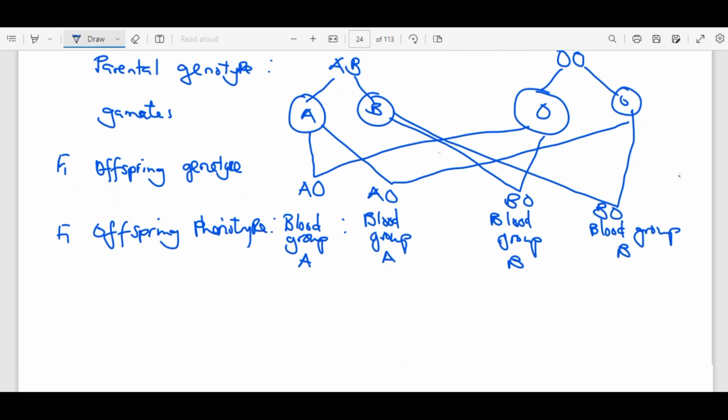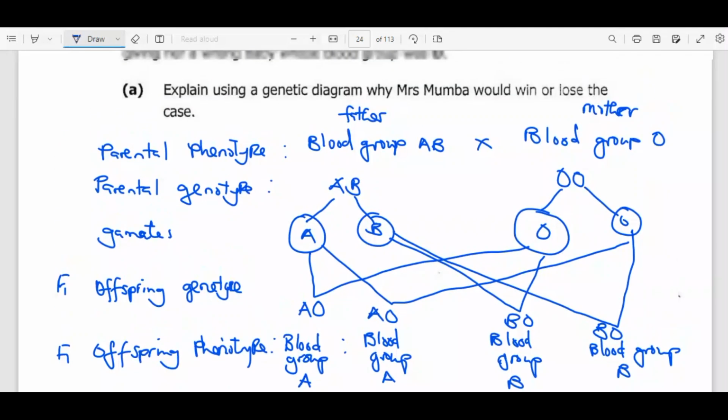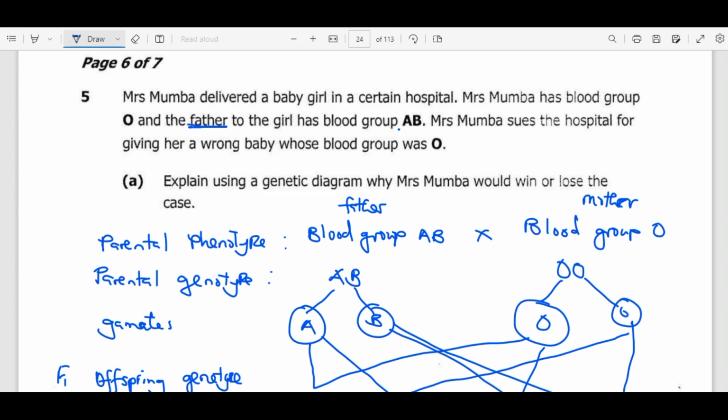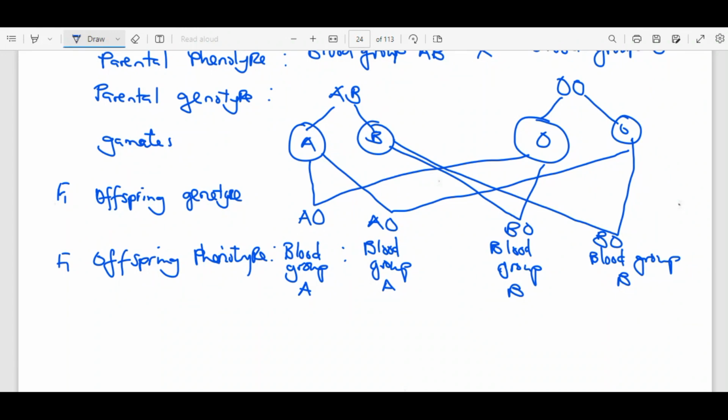Now we've answered the question, so let us look at the question again. Explain using a genetic diagram why Mrs. Mumba would win or lose the case. In this situation, Mrs. Mumba can win the case because the baby's blood group was O. When you look at here, the babies they can have are blood group A, blood group A, blood group B, and blood group B.